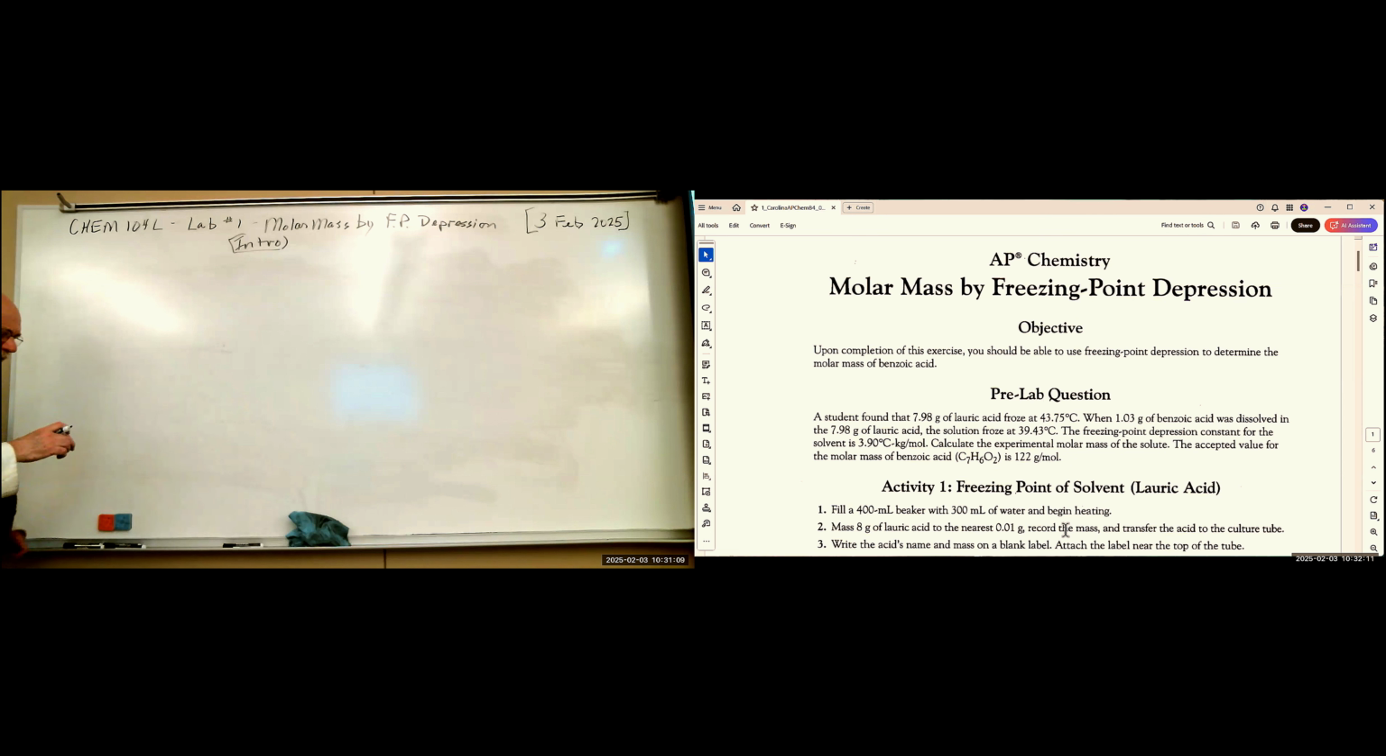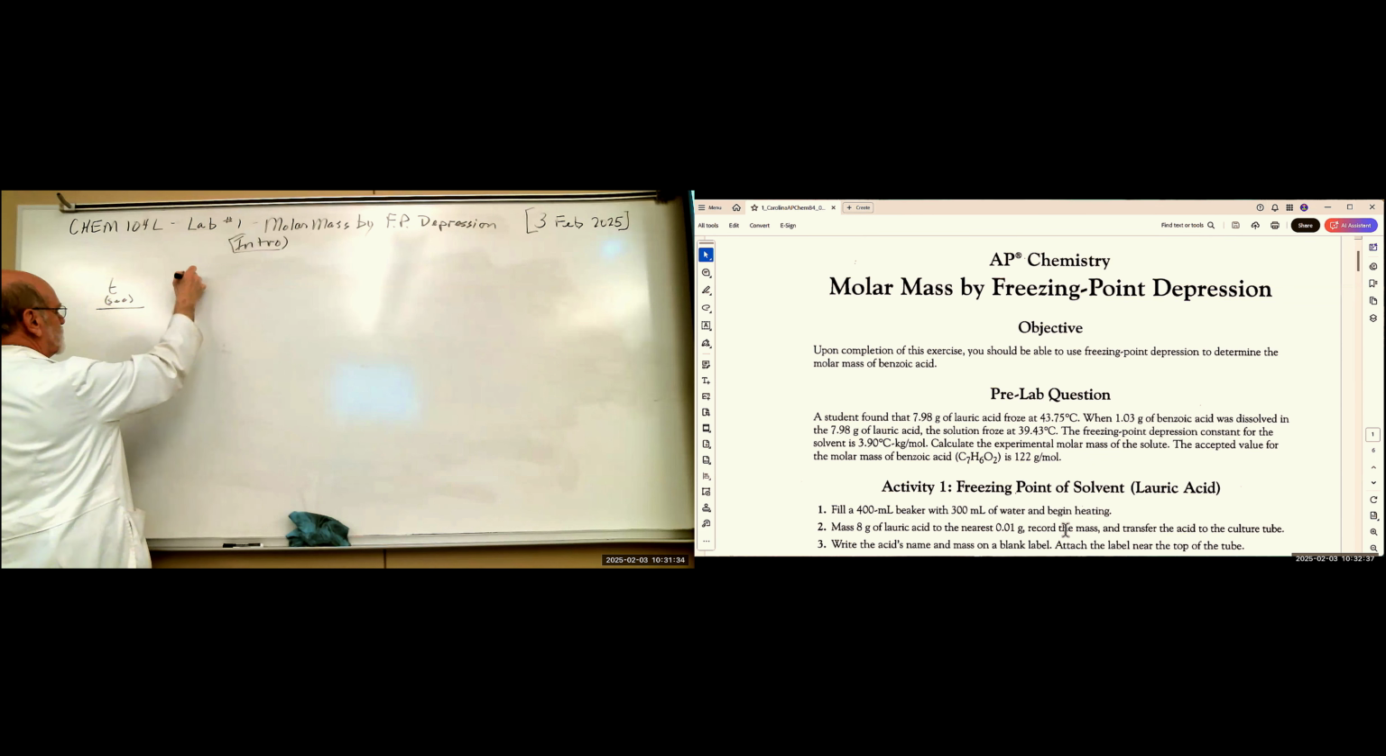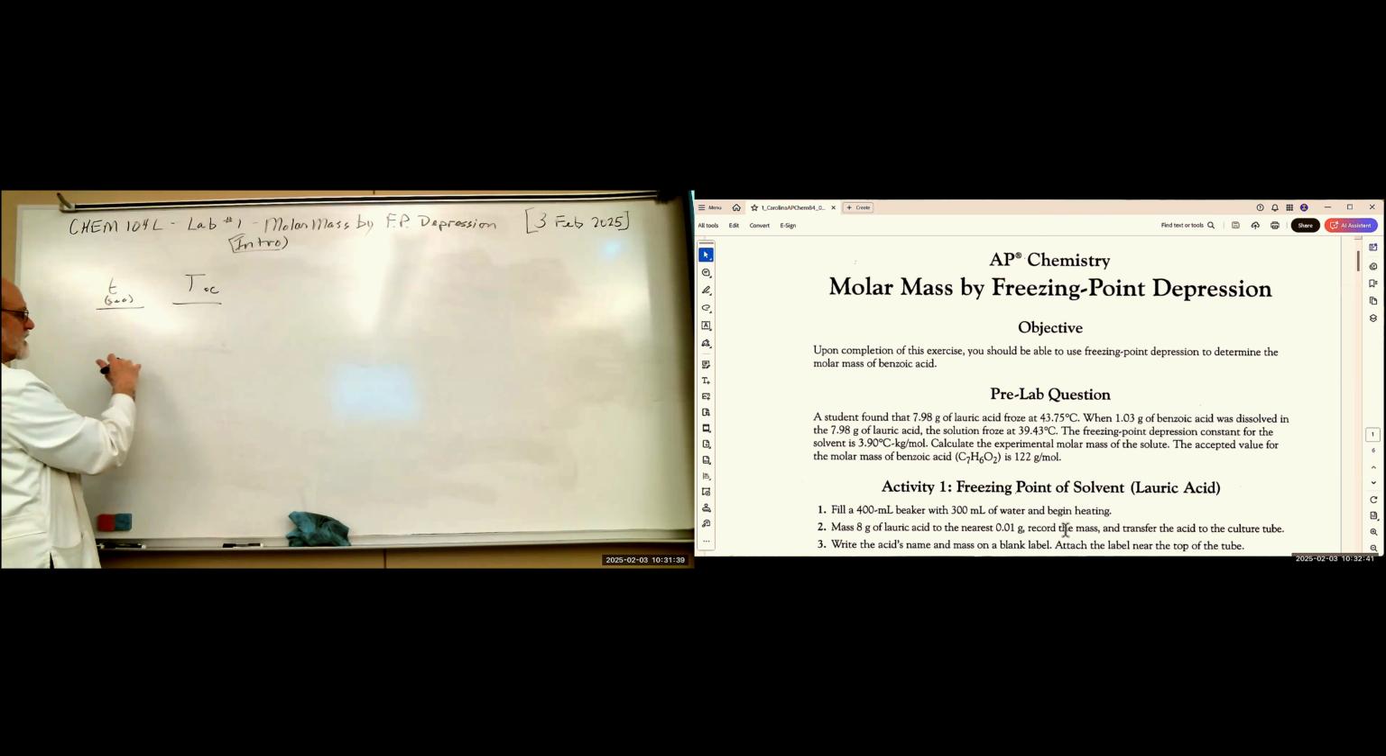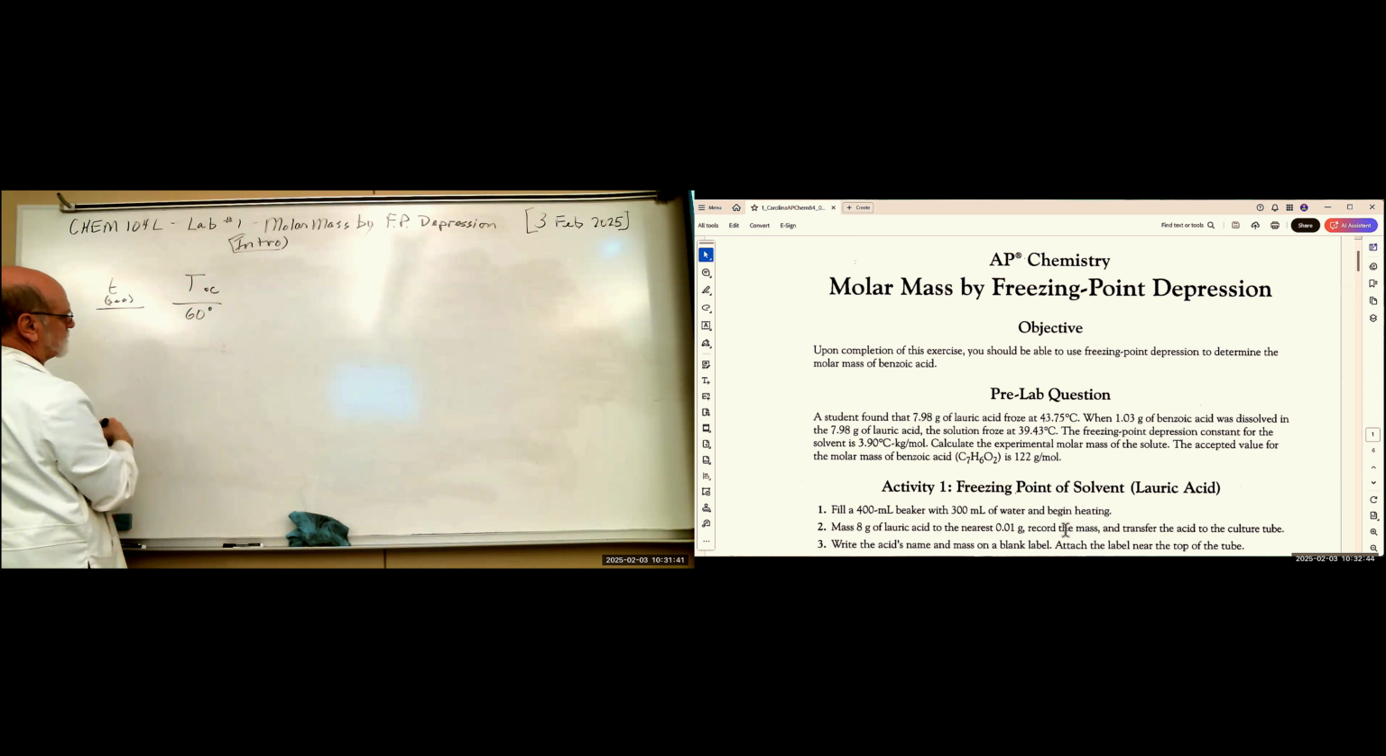Now, the problem with most organic chemicals is that when they freeze, they don't have a very well-defined freezing point. It's kind of a broad curve. So you have two options. Over time, in seconds, we measure the temperature in degrees C, and we start at a higher temperature. I think it starts at 60 degrees.